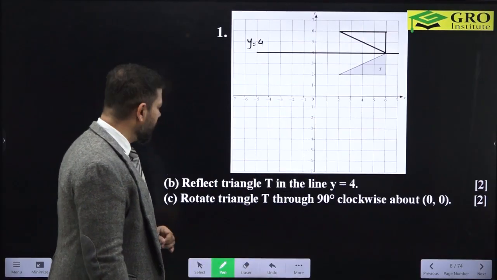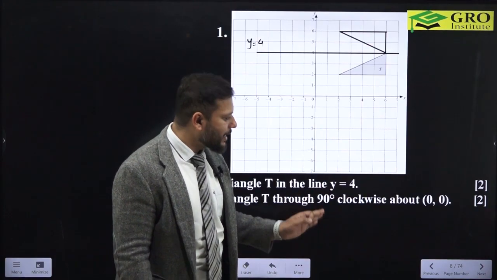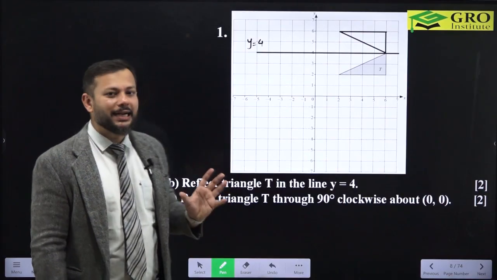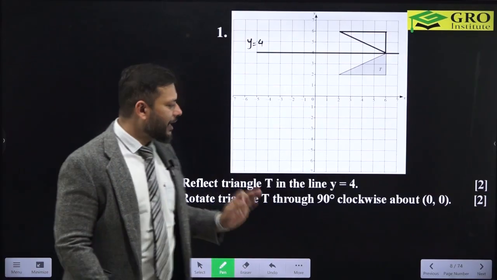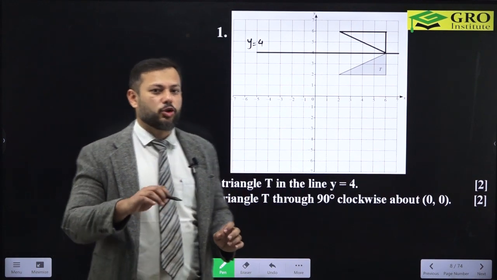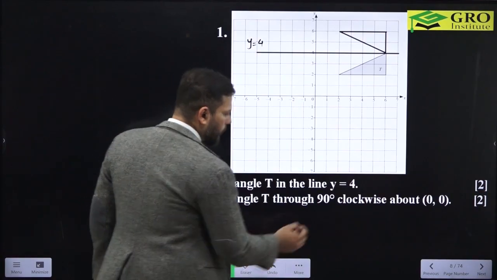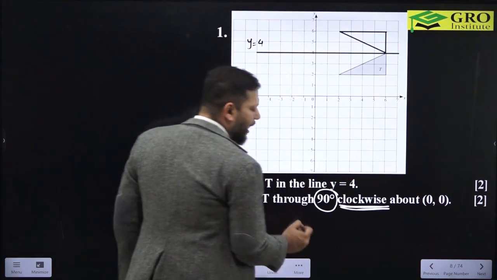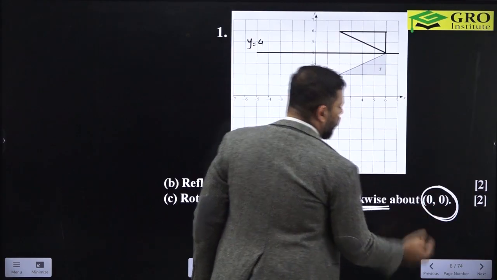Okay. Now moving ahead, rotate triangle T through 90° clockwise about 0, 0. That means, guys, I have to rotate triangle T now, not the image of triangle T. We are talking about only triangle T. So in the rotation, you also need to be very clear whether it's clockwise or anti-clockwise, and what degree is given to us. Here it is given that it has to be 90° clockwise and about the origin. Okay, the center should be 0, 0.